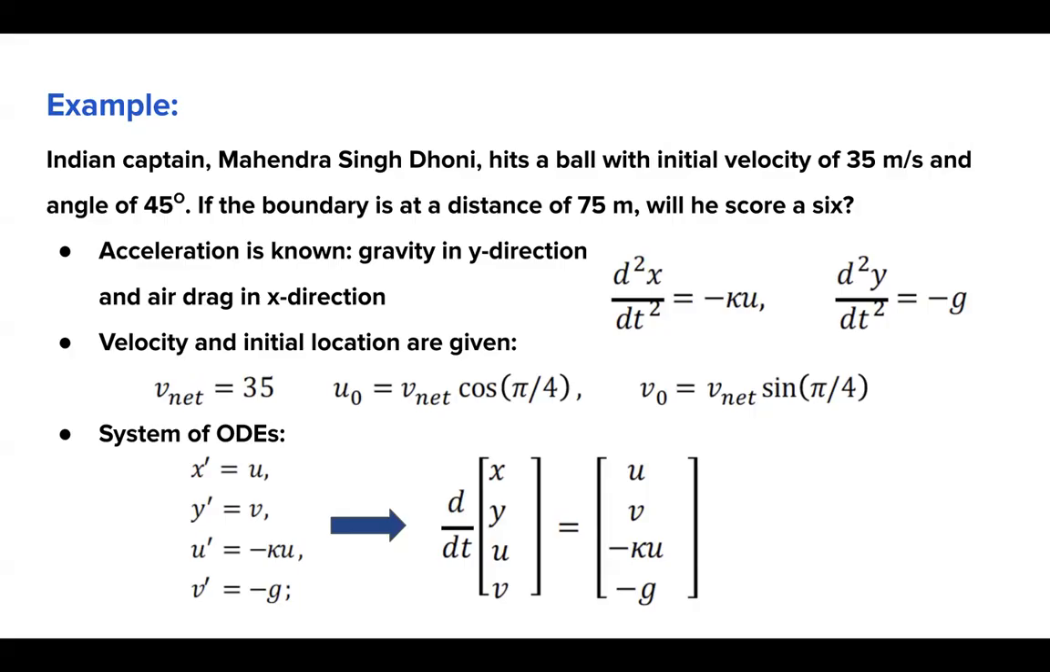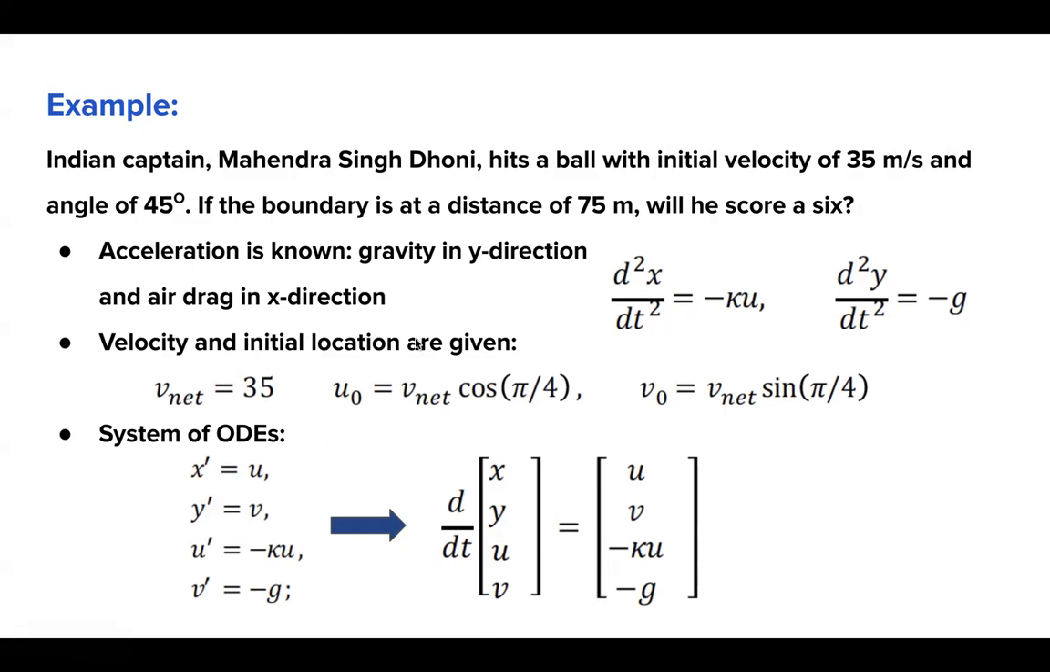So my vector will look like x, y, u, v, and my function will look like u, v, minus ku, minus g. And my initial value, how will it look? It's starting from the ground, right? So at the start, for x and y it will be 0, and then it will have u0 and v0. So it will be 0, 0, u0, v0. Sorry for that. So this will be the initial vector, this will be the function, and this will be the variable. Any doubts?